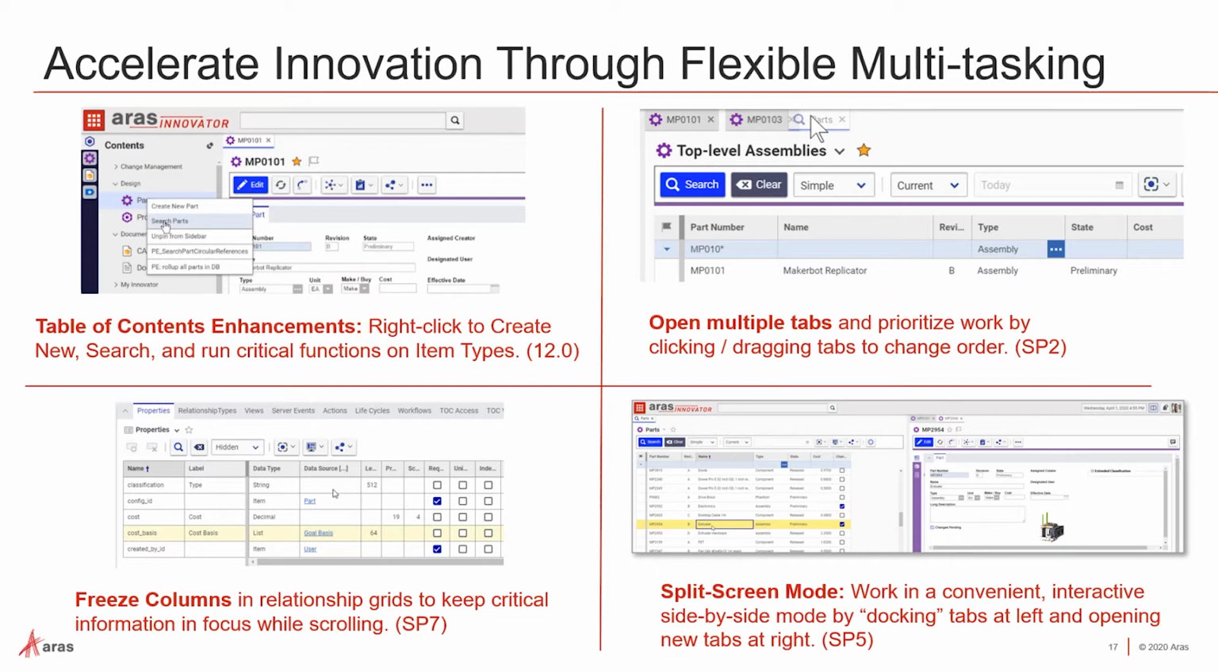In the lower left, we have freeze columns in relationship grids. So this is the ability that existed previously in main search grids to keep some columns fixed on the left-hand side. Split screen mode provides a very convenient way to interactively set up a side-by-side mode so you can dock selected tabs with content on the left, such as a search grid, and then as you open items, things will automatically open on the right, so you can quickly work between the two sides for many common PLM activities.